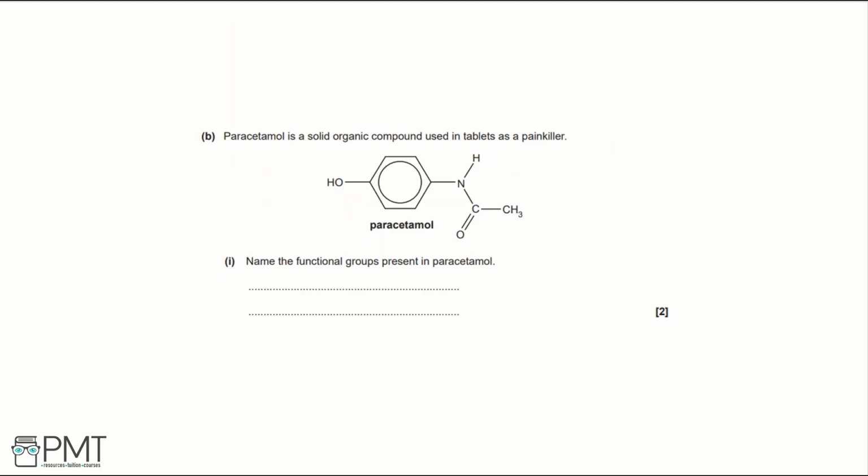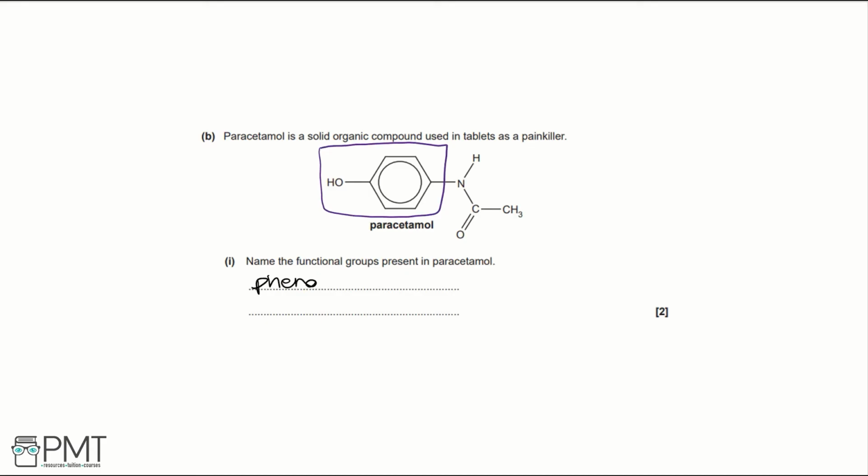Part B. Paracetamol is a solid organic compound used in tablets as a painkiller. Part 1. Name the functional groups present in paracetamol. For any question where you're asked to name functional groups, using colours is really important and helpful to identify the different functional groups. If we identify our first functional group on paracetamol, we have a phenol group.